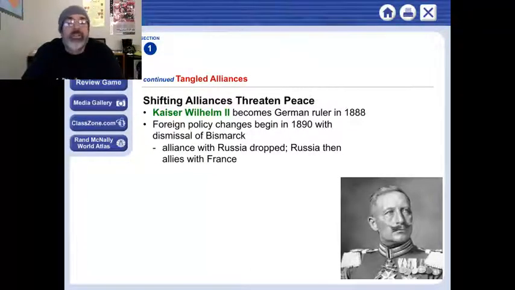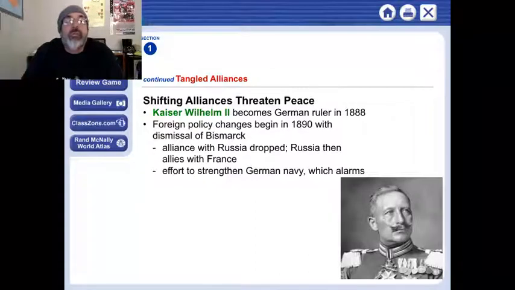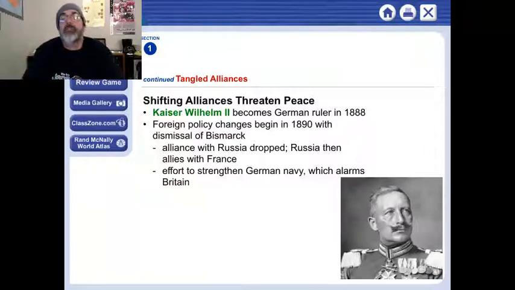He also, having spent summers in England with his cousins, he loves the Navy. He envies the British Navy, and he wants Germany to have a Navy as great as Britain's. And so he greatly increases the size of the German Navy, very powerful battleships called dreadnoughts. He builds more ports, and this makes Britain nervous.